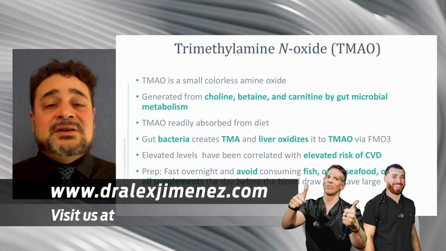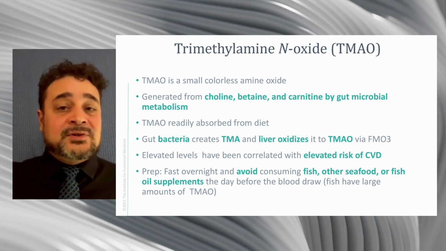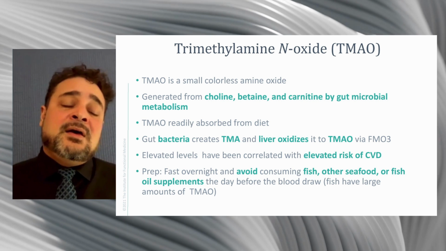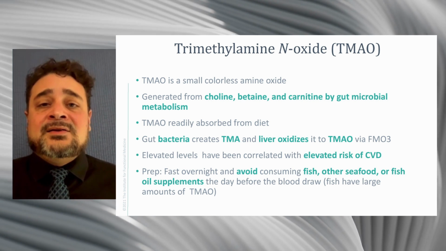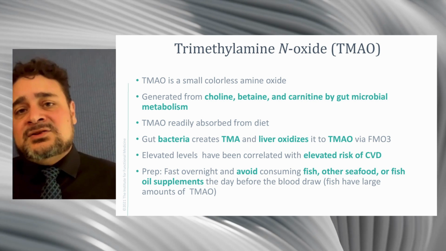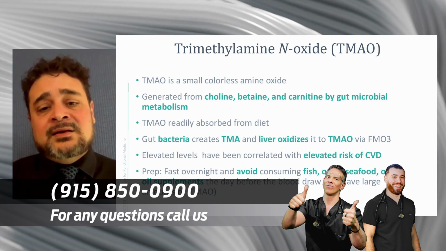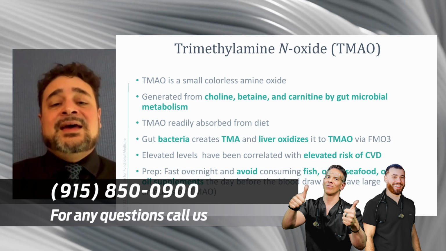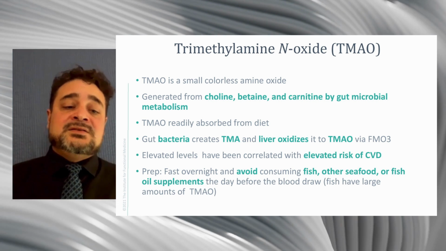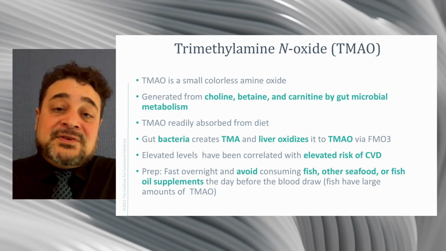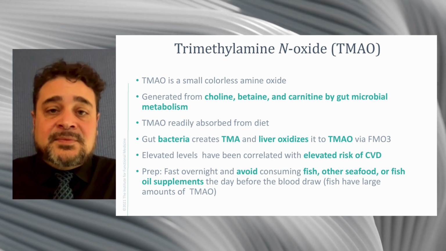TMAO is readily absorbed in the diet. So when you eat fish you have a lot of TMAO. Your TMAO level is going to go high if you eat fish. Gut bacteria is going to create TMA from those amino acids, and then the liver is going to oxidize it and make TMAO. So elevated levels of TMAO have been correlated with a risk of cardiovascular disease.